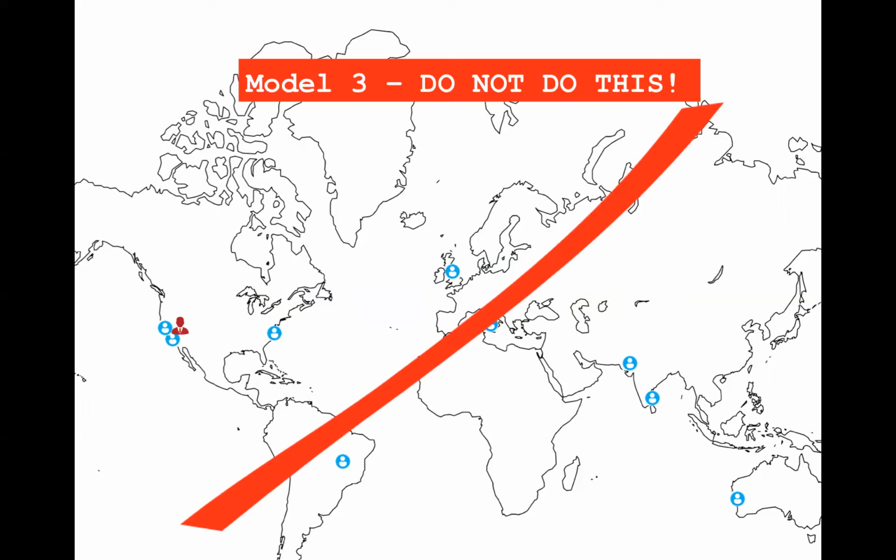Never have your engineers scattered all over the world, because it is impossible for them to communicate with each other. They're in different time zones, different physical locations, probably in different cultures as well, speaking different languages. It is impossible to be able to form a team, let alone an agile team, in this kind of fashion. So do not do this.